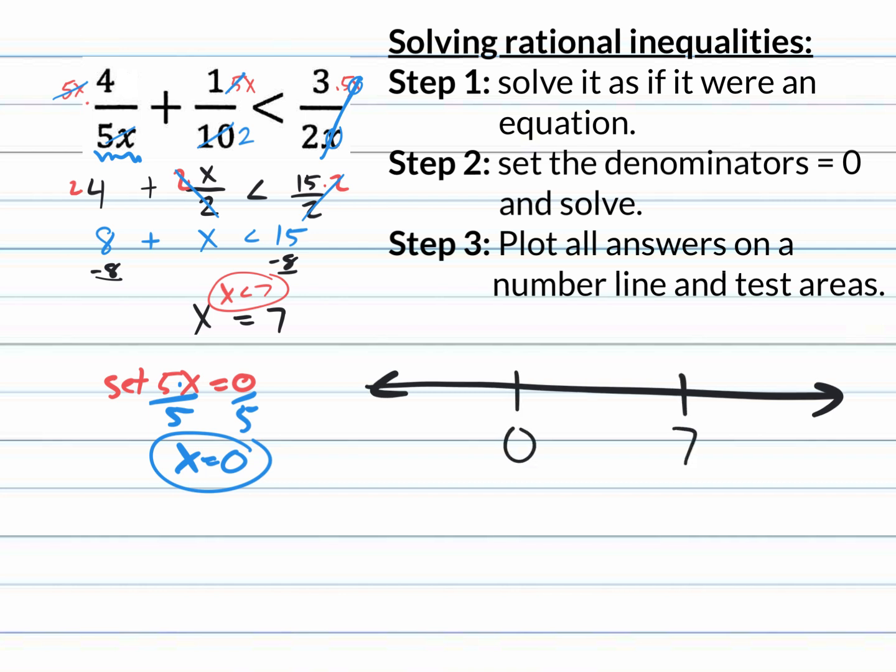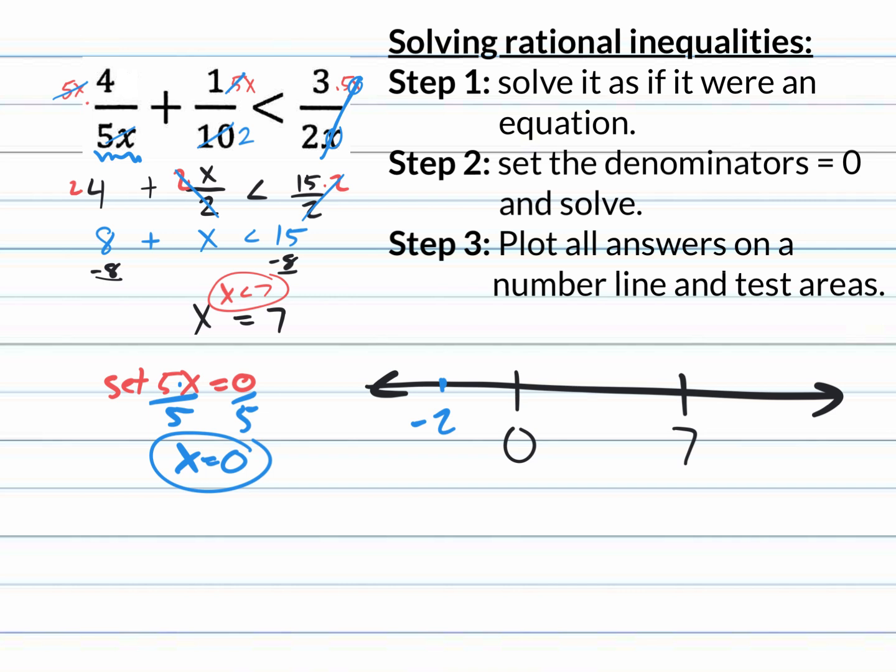Okay, so I'm going to test the area that's on this side of 0. Okay, so give me a number that's on this side. Something easy would be like -1 or -2, right? What do I use? Pick one. -2. Okay, so I'm going to test -2 and see if it works. And I want to try to show you on the calculator how you would do this.